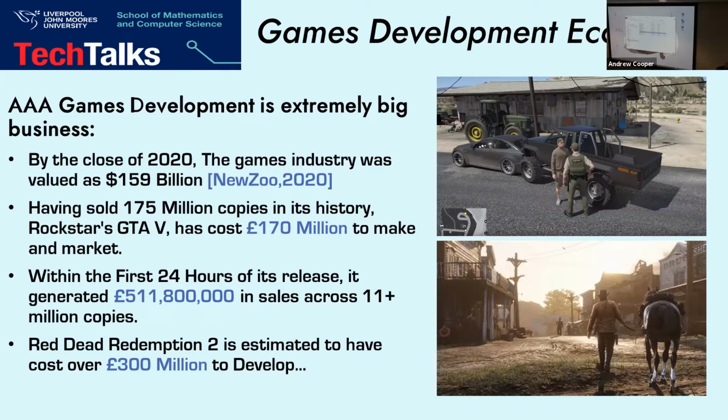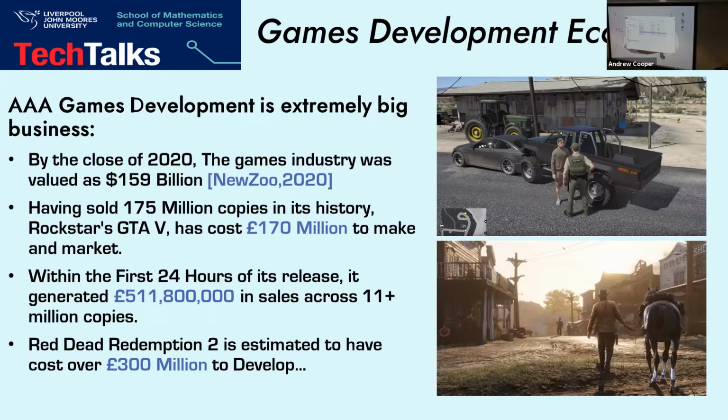If we take a product that was developed in the UK, Rockstar's Grand Theft Auto 5 sold 175 million copies within its history. Games nowadays have enormous budgets. So 170 million was invested over 5 years to develop that game, but it paid off. Within the first 24 hours of the game being released, it generated nearly £500 million worth of revenue across 11 million copies of that game. Okay, just to give you a sense of the scope of the games industry.